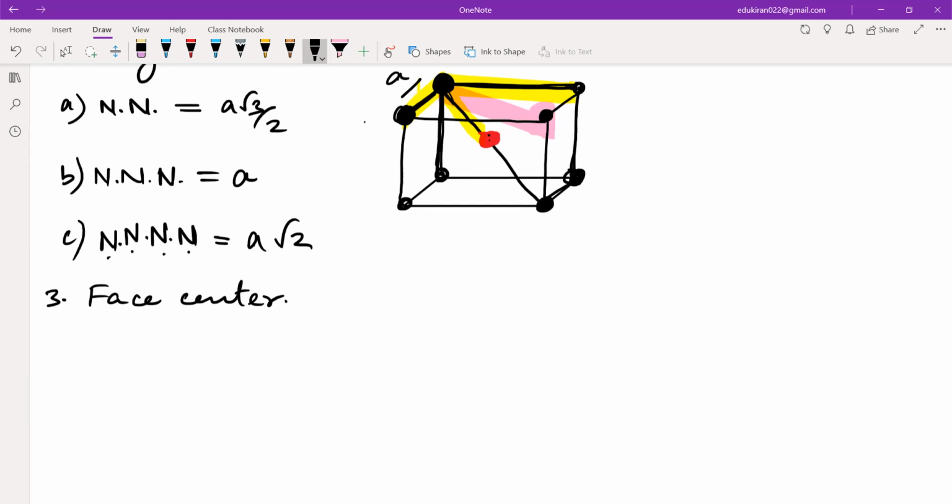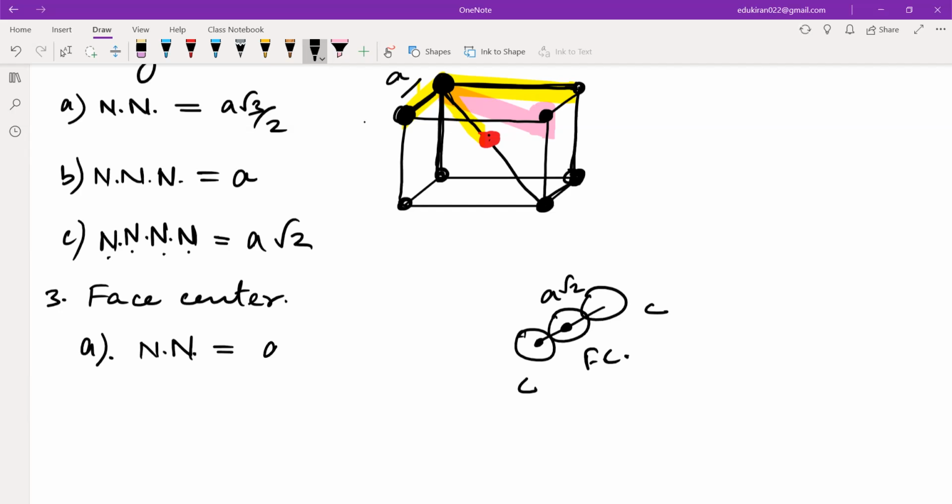Okay? Face center atom. So in the face center atom, the first thing you can see is which atoms are touching? The atom of corner, then the atom of face center, then again the atom of corner. So this is corner, this is face center, and this is again corner. So this whole thing is A root 2, and the nearest neighbor is how much? It is A root 2 by 2. Yes or no? Correct? Yes. Right?